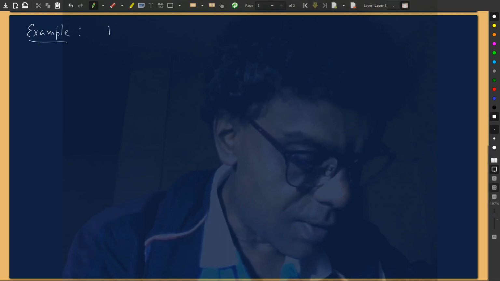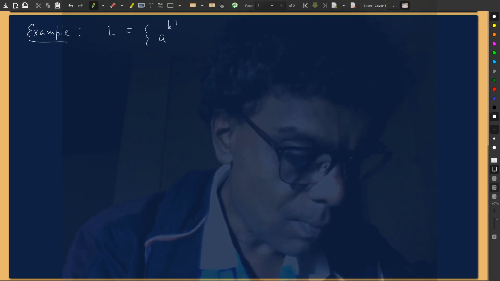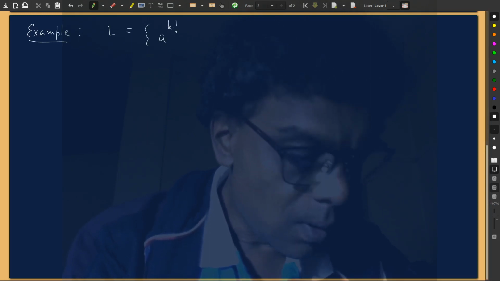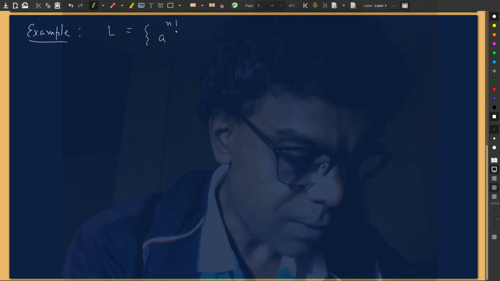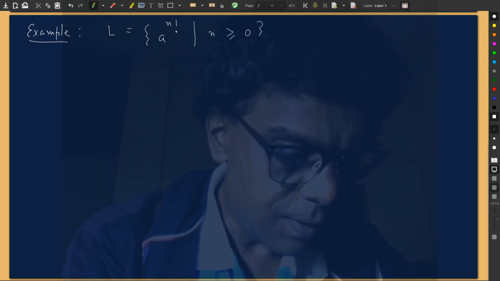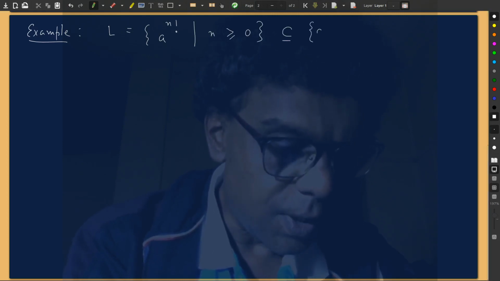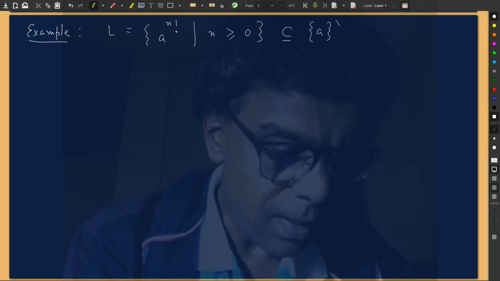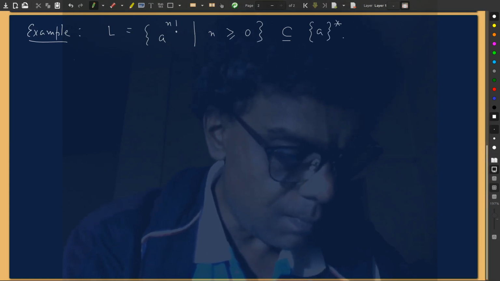Consider this language L = {a^(n!) : n ≥ 0}. Or maybe n factorial, I write. K has some meaning. N factorial, N is greater than or equal to 0. This time, this is a language over the unary alphabet A. I have to show that this is non-regular.